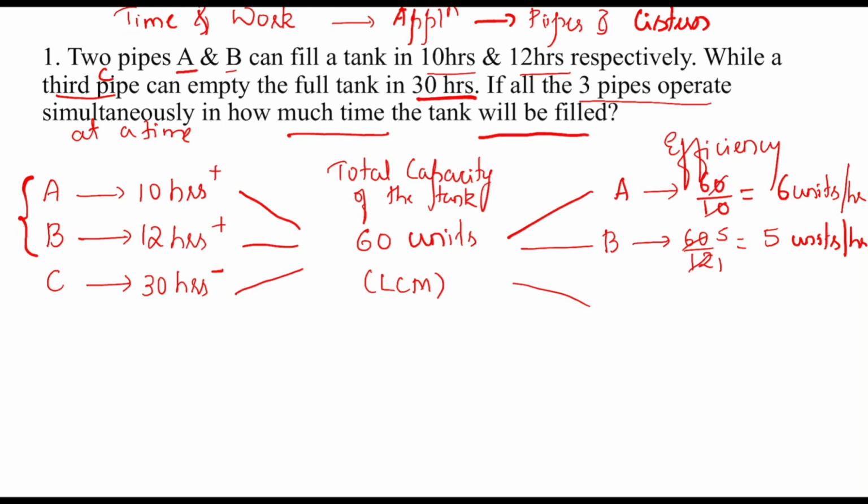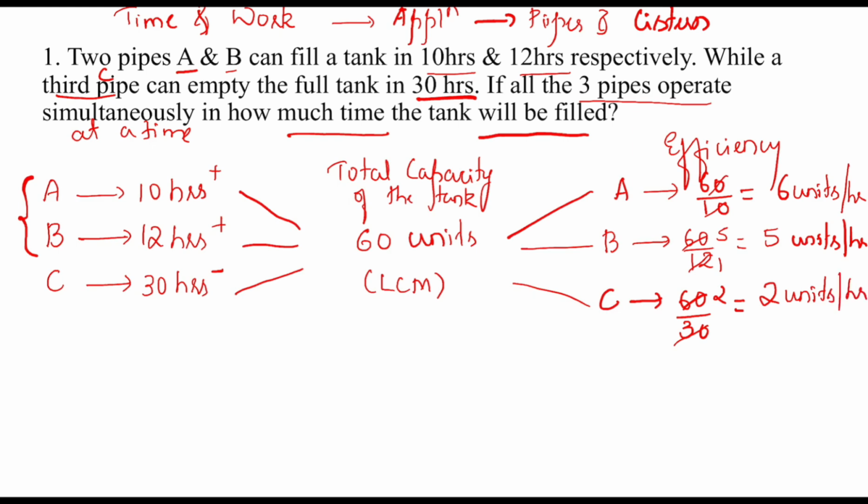Now pipe C, it is not filling, it is emptying, isn't it? So it can empty 60 units in 30 hours. So in 1 hour how much can it empty? It can empty 60 divided by 30, which is 2. So it can empty 2 units per hour.